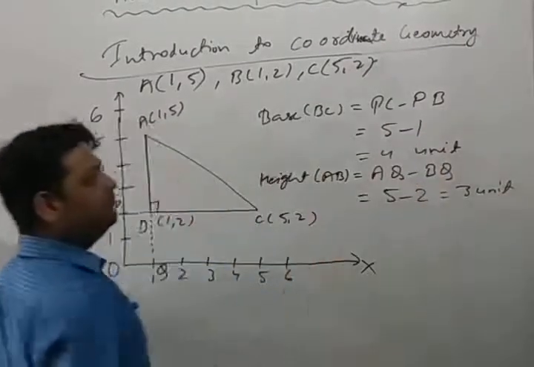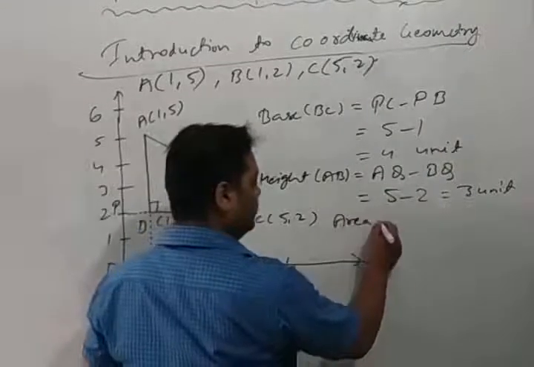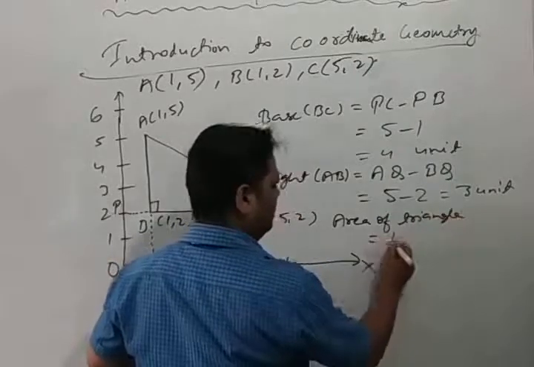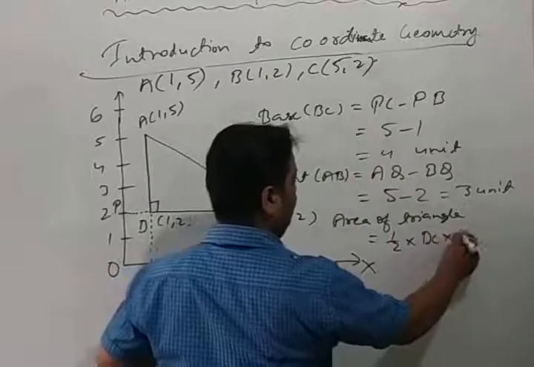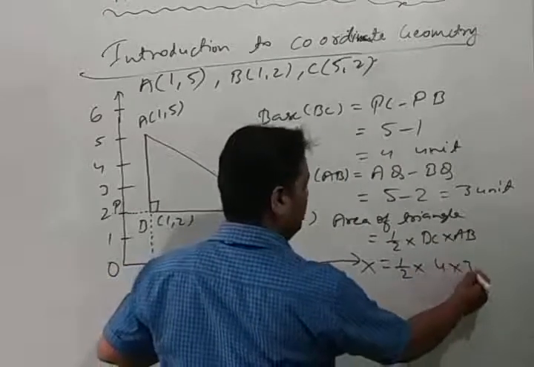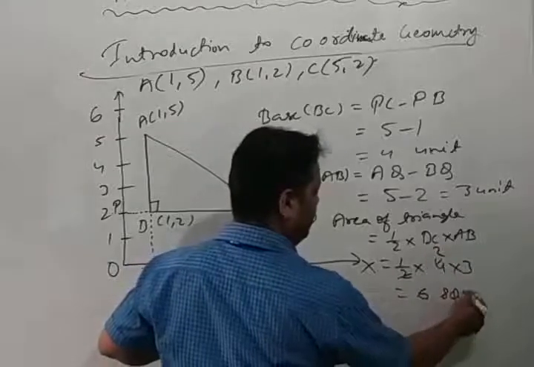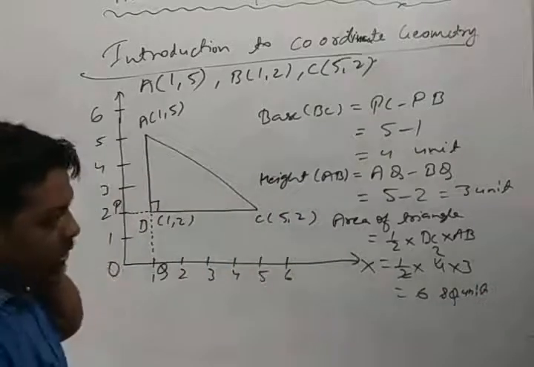Now we get base and height both, so we can find the area of the triangle. Area of triangle is equal to 1 by 2 into BC into AB. It means 1 by 2 into 4 into 3. 2 twos are 4... 2 threes are 6 square units. Because it is the area, we will write square units.